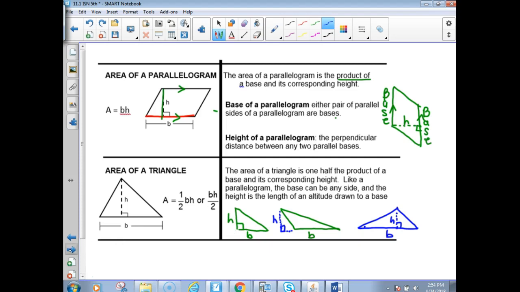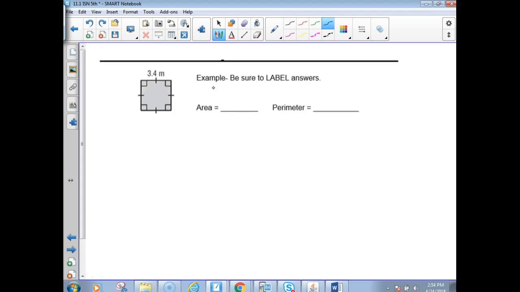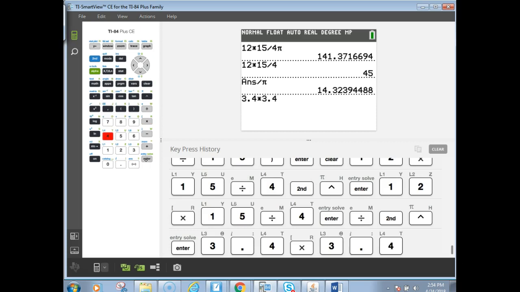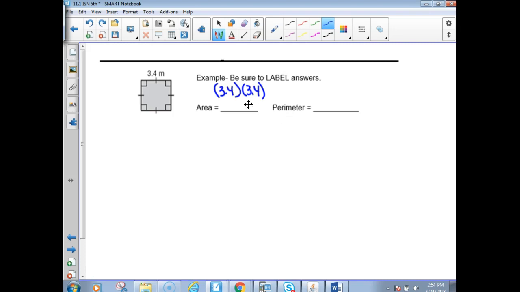Okay, let's do some examples. Okay, we got a square. All right, area, 3.4 times 3.4. You grab your calculator. This is where you start developing your physical memory. 3.4 times 3.4, or you could just hit 3.4 squared. We should be calculating away, 11.56. And that would be in square meters.